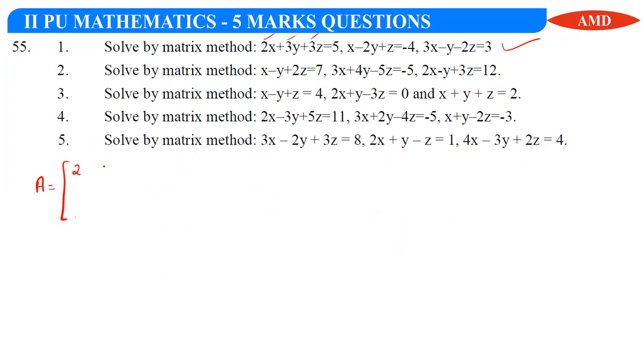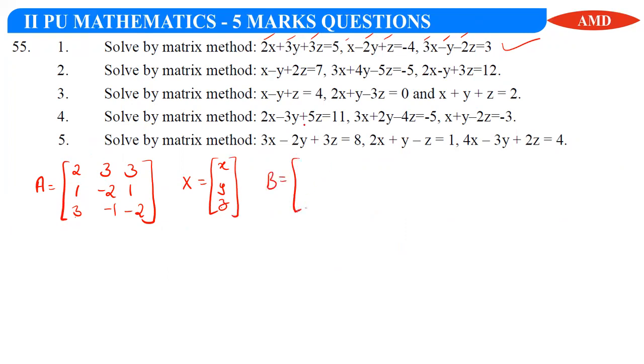Let us say 2, 3, 3. Then the next row will be 1, minus 2, 1. And the third row is going to be 3, minus 1, minus 2. This is the coefficient matrix. The next one is the unknown matrix, that is x, y, and z, the column matrix. And finally, the constant matrix B is equal to 5, minus 4, 3.